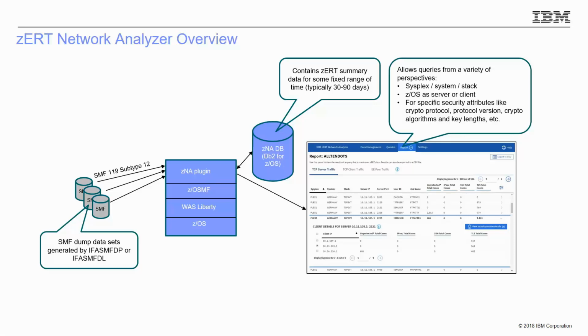Before starting this demo, I collected some zERT summary records and dumped them into a few different datasets using the SMF dump program. Those datasets are accessible to the user ID under which OSMF is running. So let's take a quick look at the network analyzer.